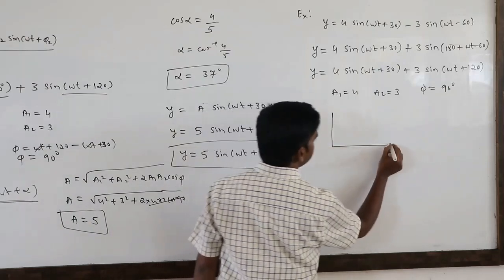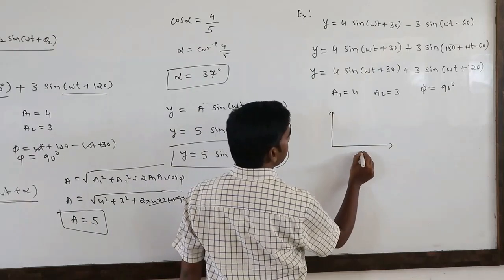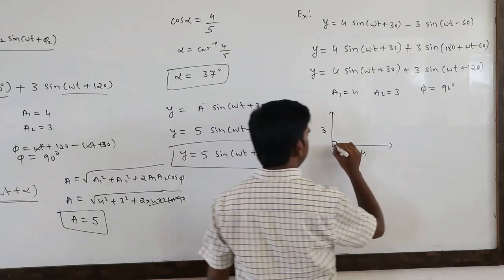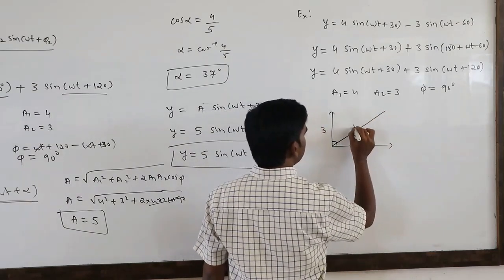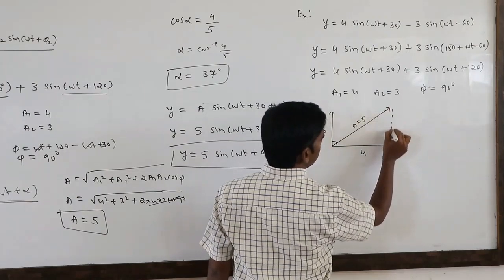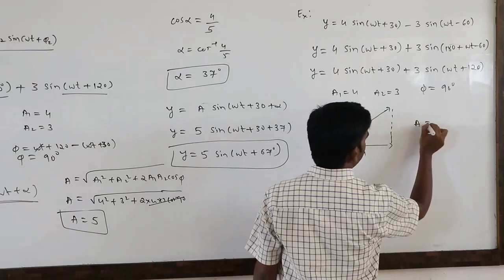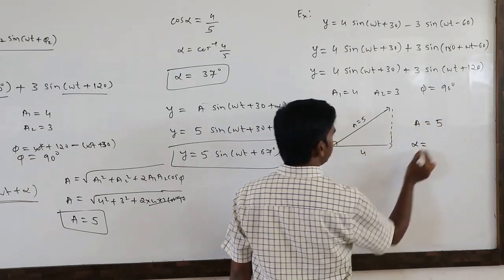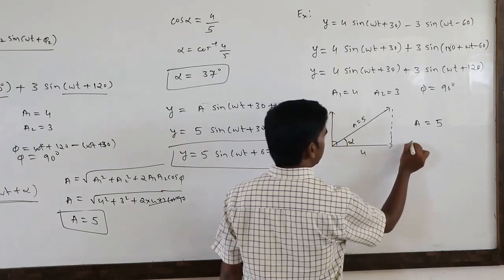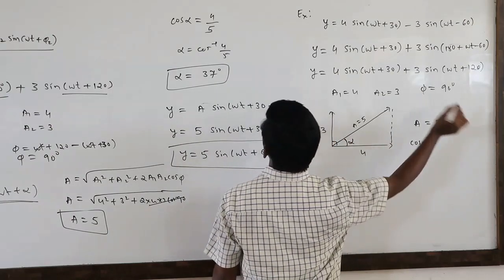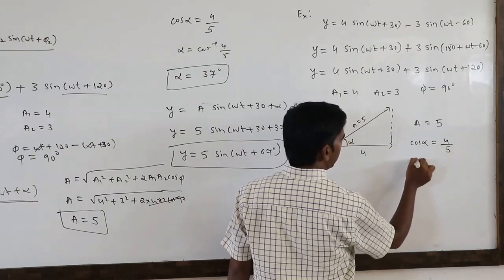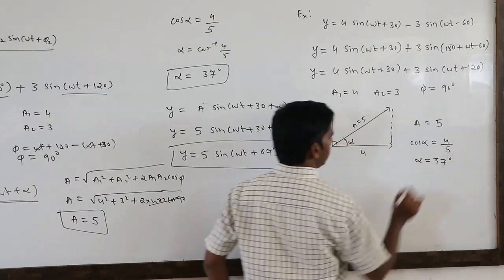So again take the vector form. Here this is going to be 4, this is going to be 3, and this is 90 degrees. Your resultant will come here. So your resultant is going to be what? 5. So if that is 5, A is going to be 5. So alpha is going to be alpha. Again you can take this as alpha. So write cos alpha equals adjacent divided by hypotenuse, so 4 by 5. So alpha equals again 37 degrees.